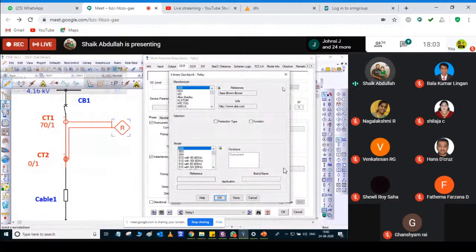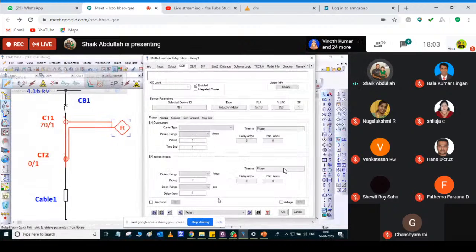For motor, I'm choosing an ABB relay. So the protection type is motor, and the function is nothing but overcurrent. I'm not going to discuss overload. Overload is overload, distance, differential. But distance we are not going to use, but differential we can use for motor, because distance is widely used in transmission lines. But differential we can use for transformer and motor, as it is unit protection. But here we are going to use only overcurrent.